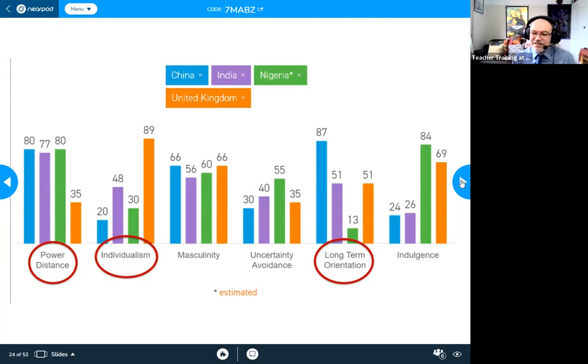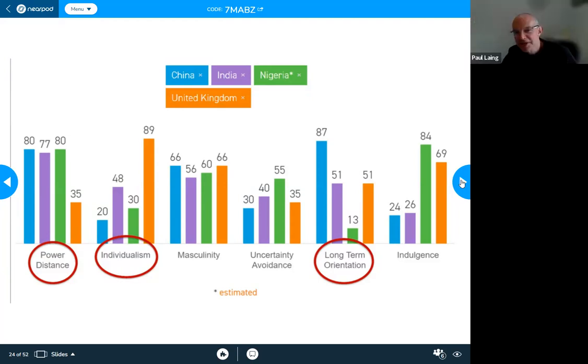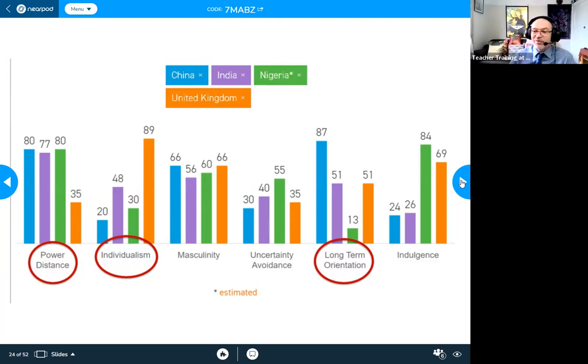Out of interest, would anybody like to take a guess, as it's not on there, at the country that has the largest power distance in the globe around the world? Which country do you think has the biggest distance between its people and its leaders? North Korea? Yeah, that'd be a good example, wouldn't it? I don't know exactly where they come. I haven't seen them on the scale, but yeah, that would be an excellent example.